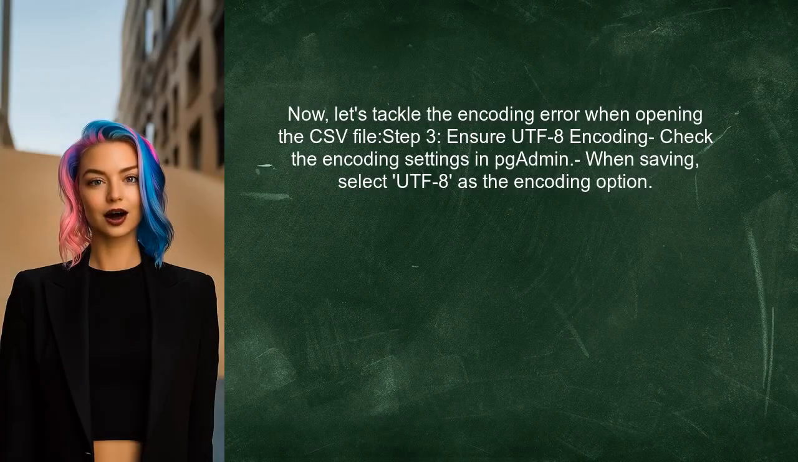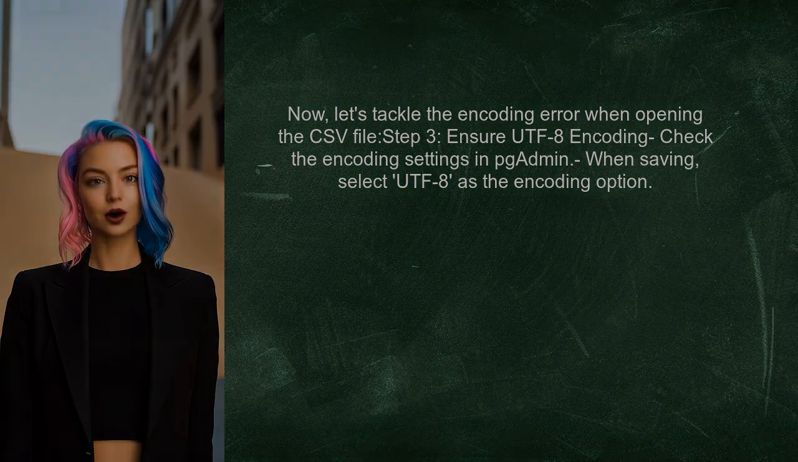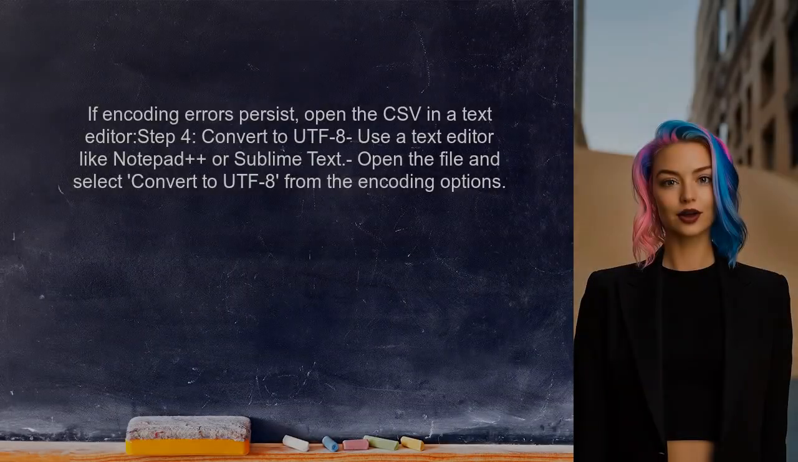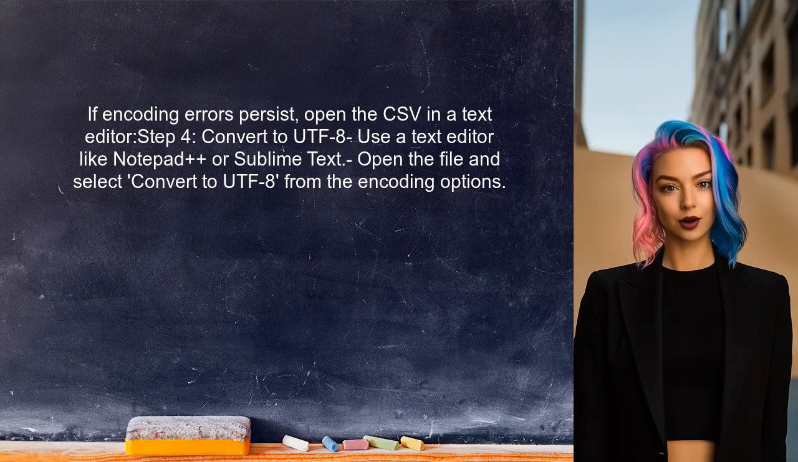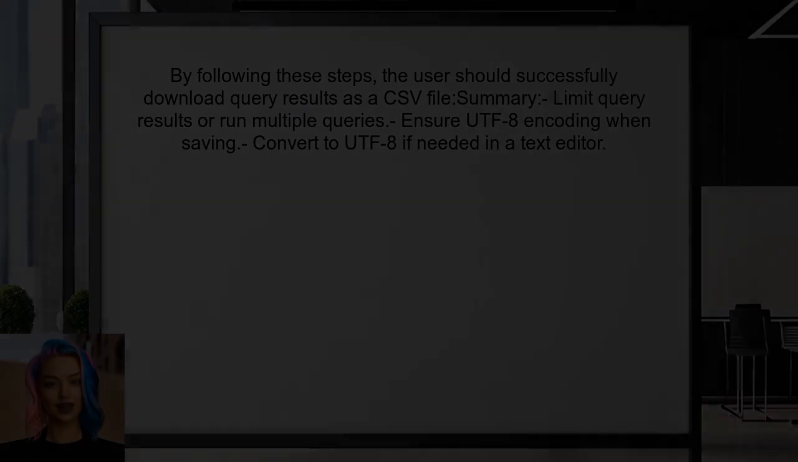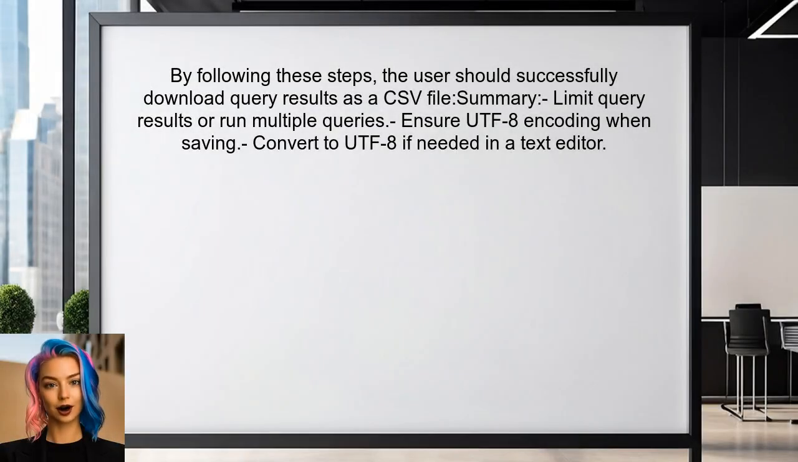Now, let's tackle the second problem regarding the encoding error when opening the CSV file. The user should ensure that the CSV is saved with UTF-8 encoding to avoid character issues. If the user continues to see encoding errors, they can open the CSV file in a text editor that supports different encodings. This allows them to convert the file to UTF-8 if needed. By following these steps, the user should be able to successfully download their query results as a CSV file and avoid any encoding issues when opening it.